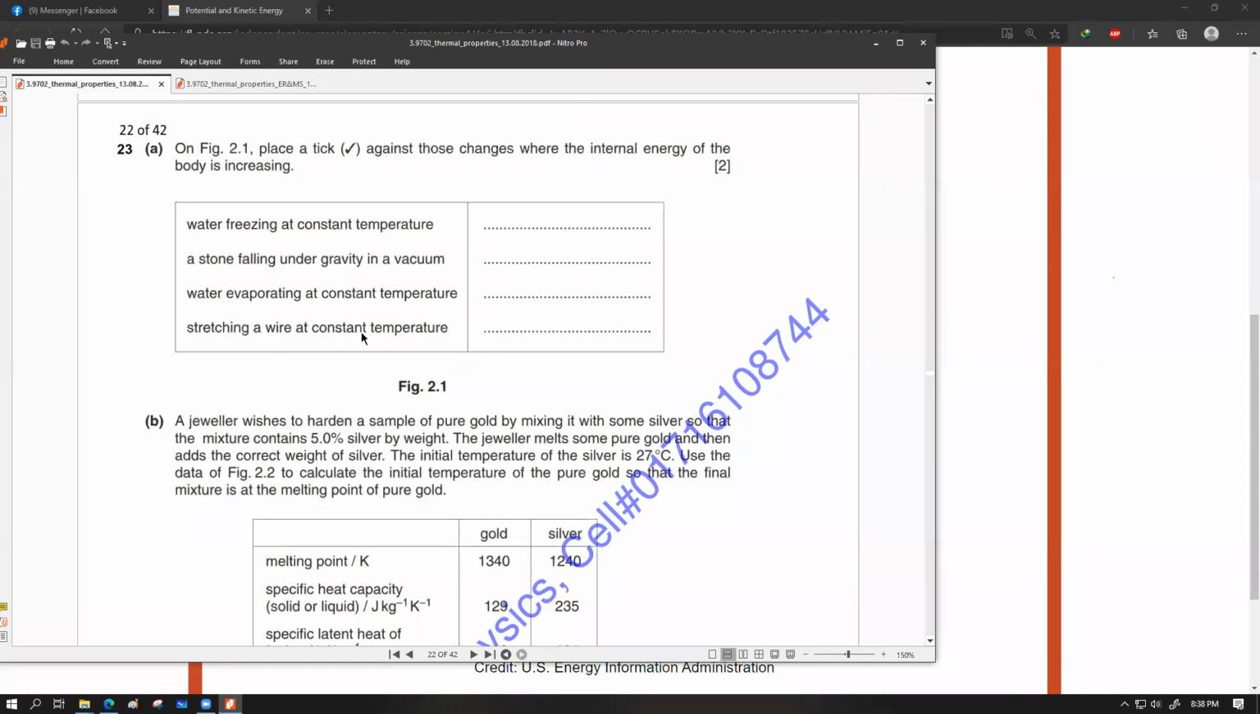Stretching a wire at constant temperature. If you maintain the constant temperature, that would mean that the kinetic energy, you're doing work, exactly. We have to do work, so internal energy will increase. Or if I go for the breakdown, the kinetic energy of the particles would remain same because the temperature is maintained constant. But because of the stretching, the intermolecular spacing between the particles has to be increased. That's the whole idea of stretching.